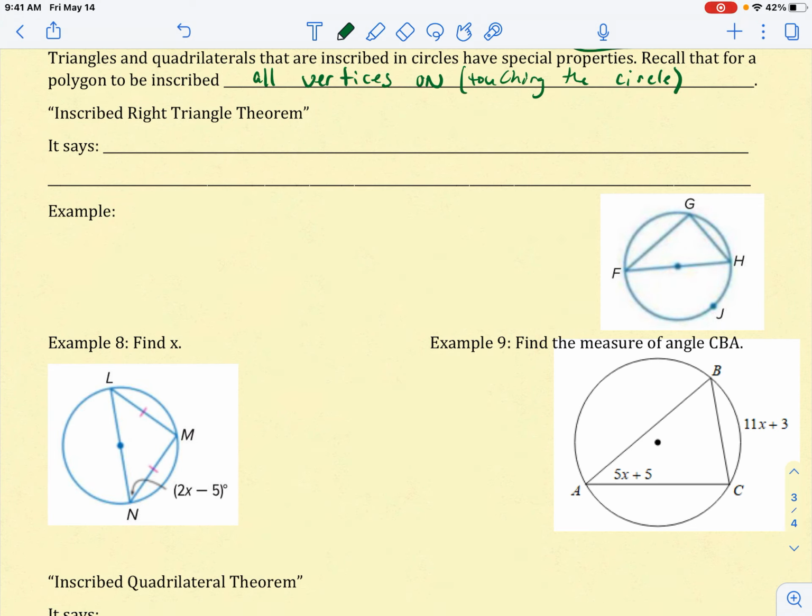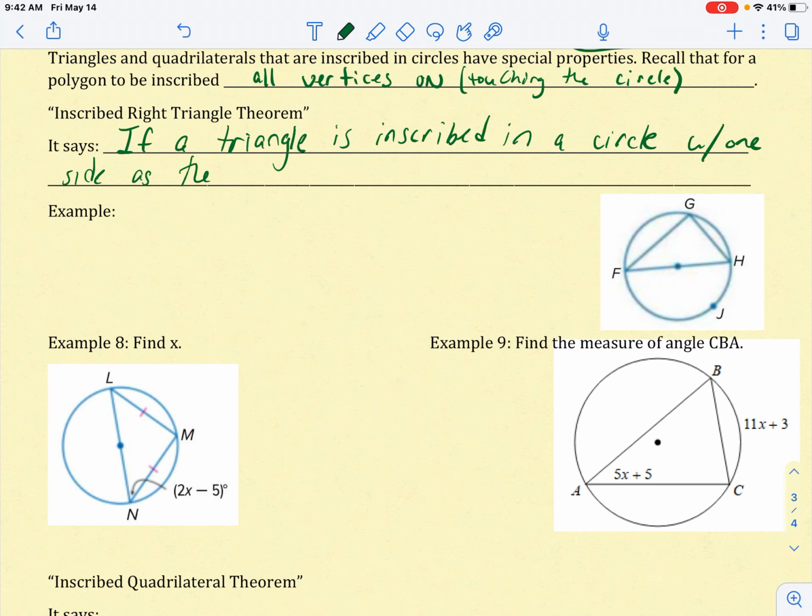So that leads to our theorem, inscribed right triangle theorem, which says if a triangle is inscribed in a circle with one side as the diameter, then it is a right triangle.